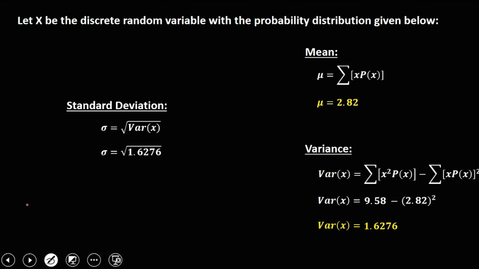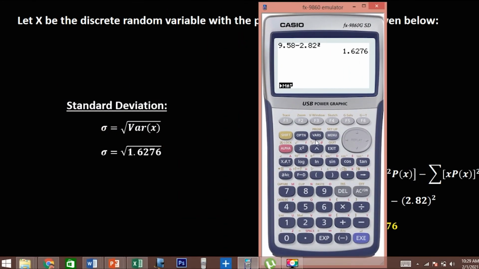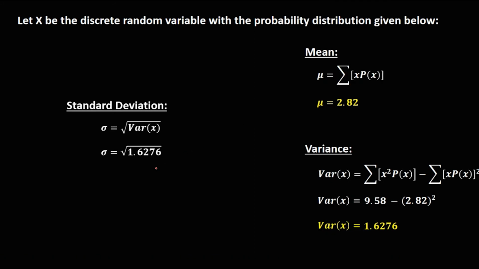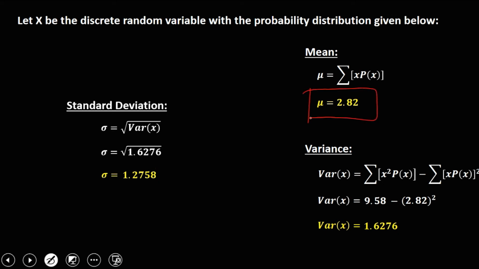So that's the square root of 1.6276. So to solve for the standard deviation, the square root of 1.6276. Therefore, the standard deviation is 1.2758. So standard deviation now, that's 1.2758. So this is now the mean, the variance, and the standard deviation of the given probability distribution.